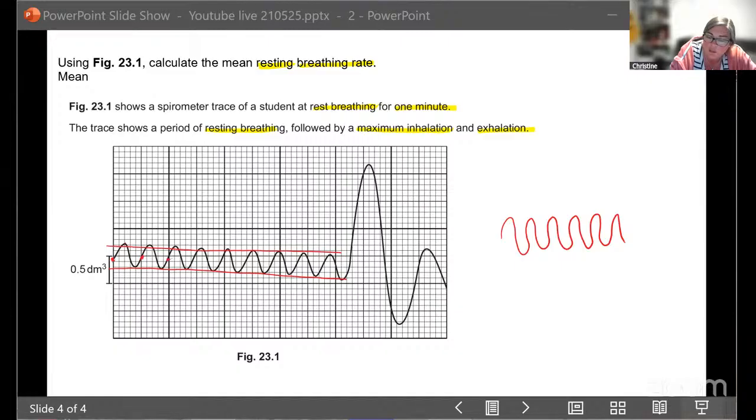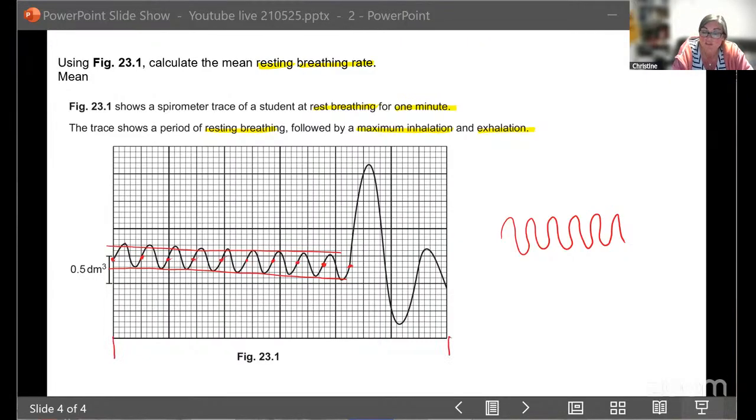1, 2, 3, 4, 5, 6, 7, 8, and then if I'm going back to that point, that would be 9. So in this case I can see 9 breaths that I take, but you've got to be careful of your timing.